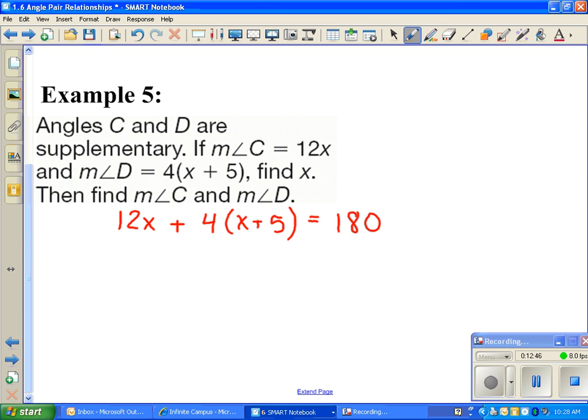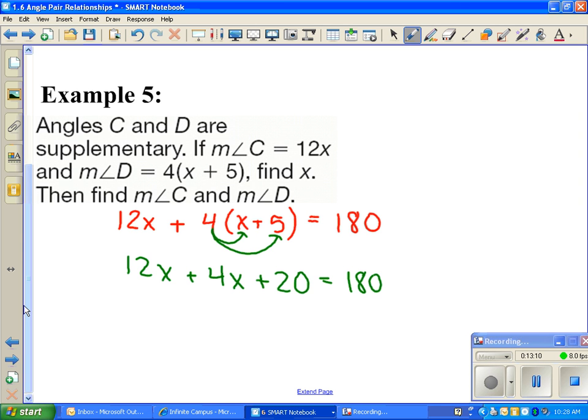You multiply everything out. Good. You do the distributive property, which is multiplying. So you do the 4 times the x. Don't forget the 4 times the 5. That's where people mess up. So you bring down your 12x. You've got 4 times x, and you've got plus 4 times 5. What's 4 times 5? 20. Beautiful. Equals 180. Then you need to combine like terms.